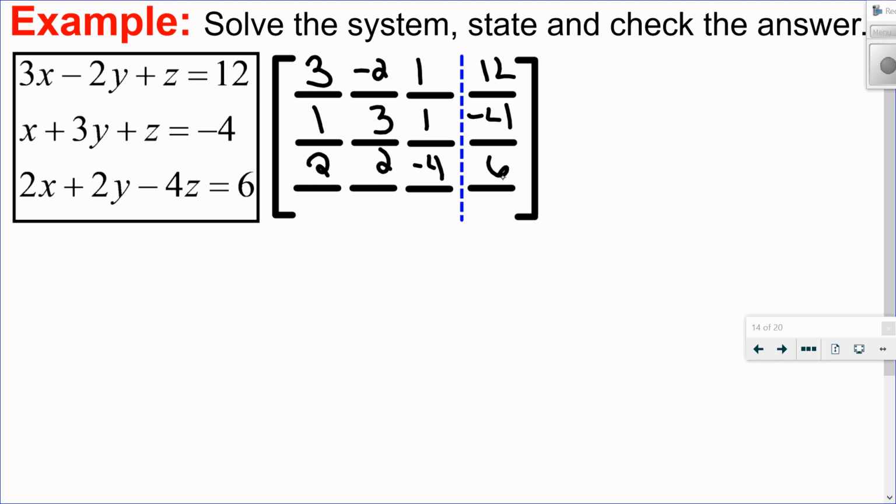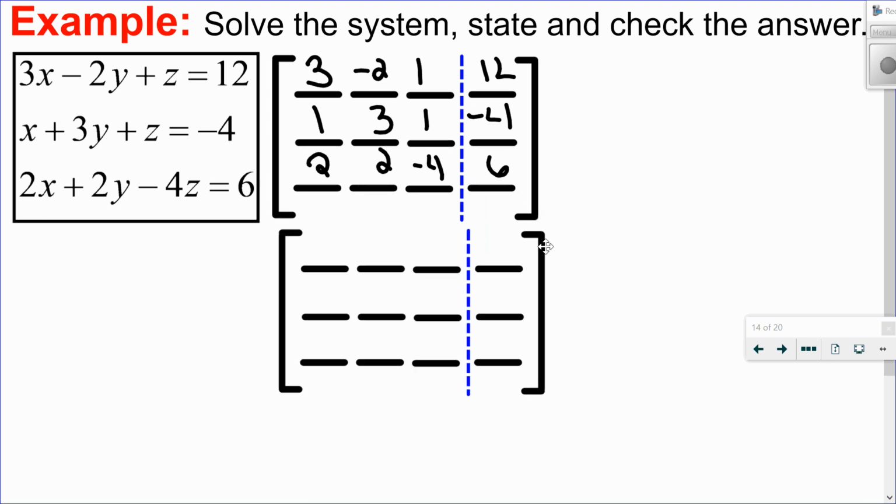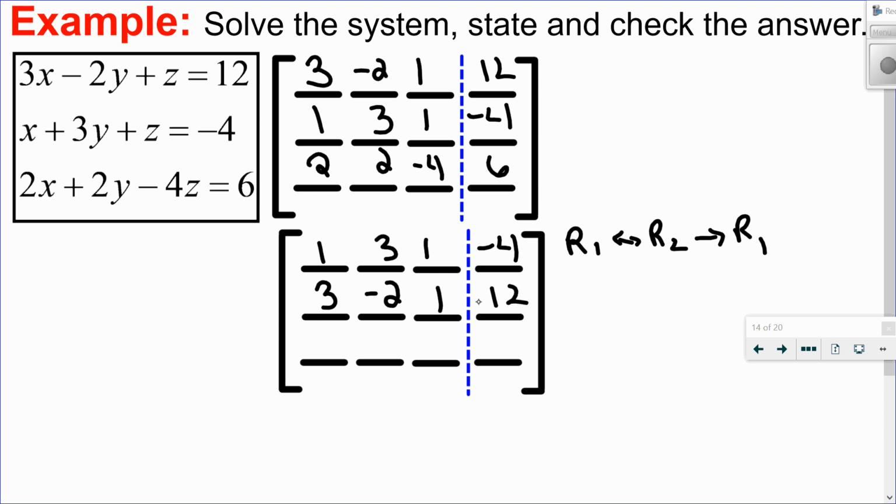So right away I noticed that row 2 has a 1. So instead of doing a whole bunch of work, all I'm going to do is interchange row 2 and row 1. So let's try that. The first thing I'm going to do is take row 1 and switch it with row 2. So this will become row 1, and this will become row 2. And then row 3 stayed the same.